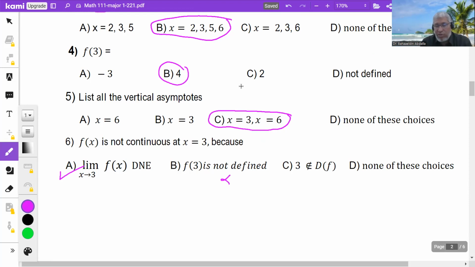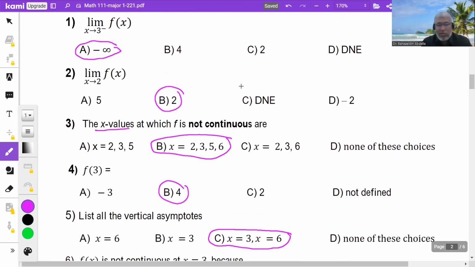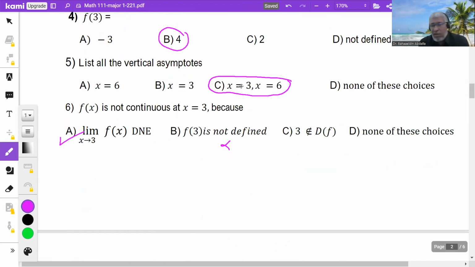This is not correct because f of 3 is defined and it's equal to 4, as we have seen in question 4. 3 is not in the domain. That's not correct because f of 3 is defined, so it is in the domain and it's equal to 4.